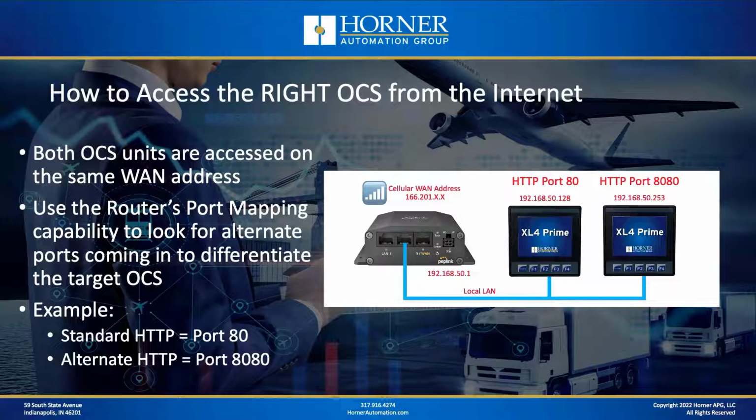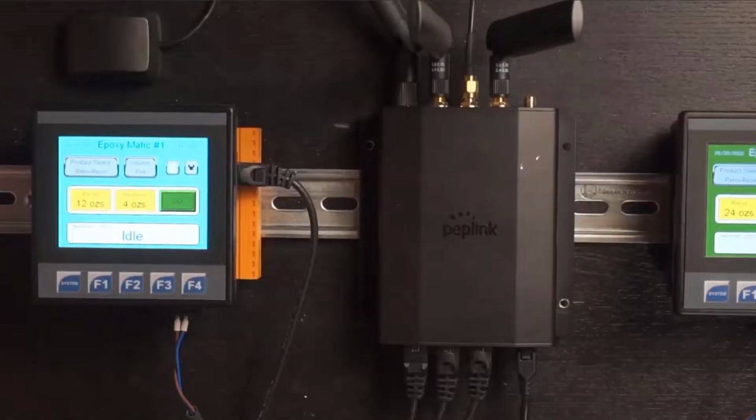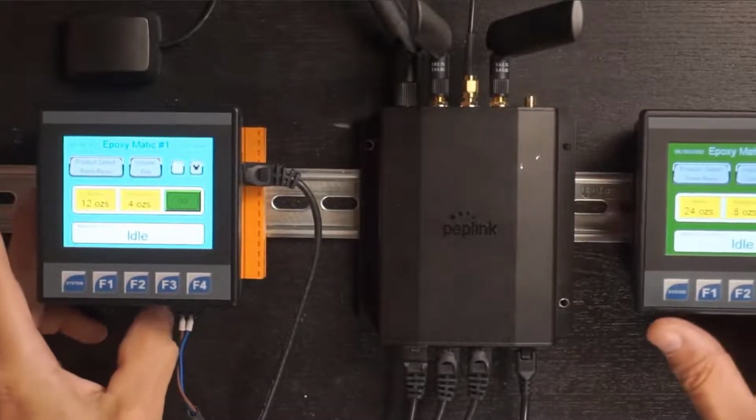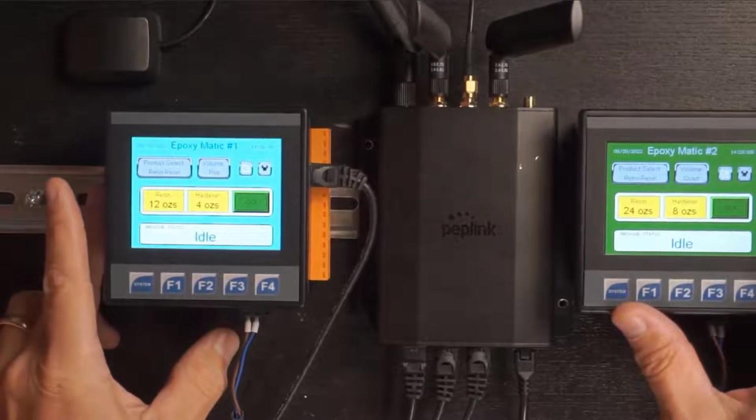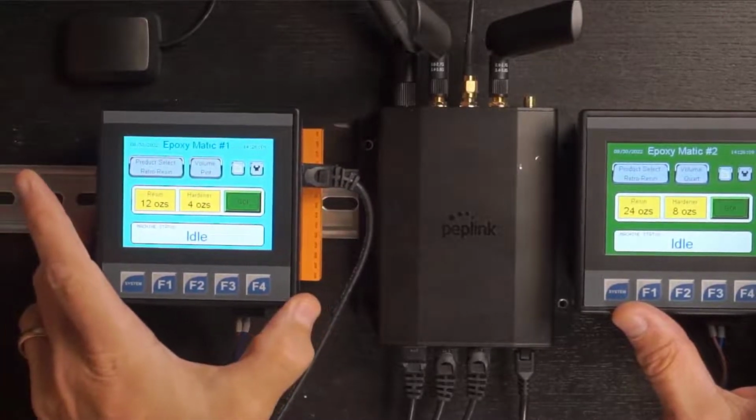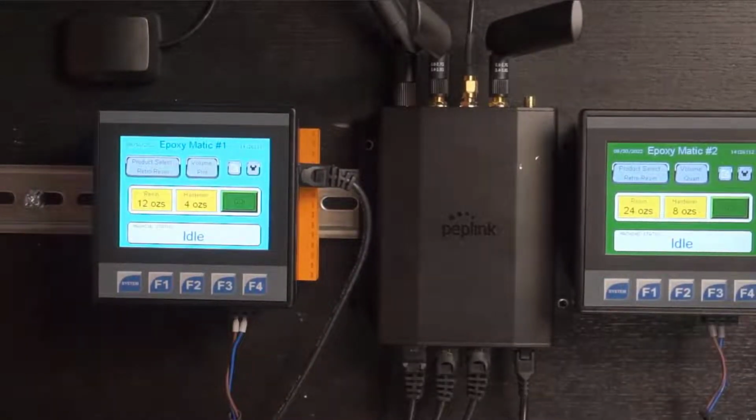All right, so let's go back to our bench type scenario here. And now let's bring in the second OCS. So I'm going to go ahead and scoot things a little tighter together here. So now we've got two OCSs. We have our Epoxymatic number 1 and our Epoxymatic number 2. So this is one mobile machine, but we've got two epoxy mixing heads on it. So the latest in technology here. So let's see how we would access the second OCS now.